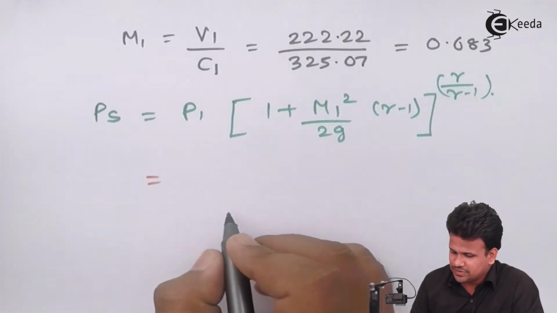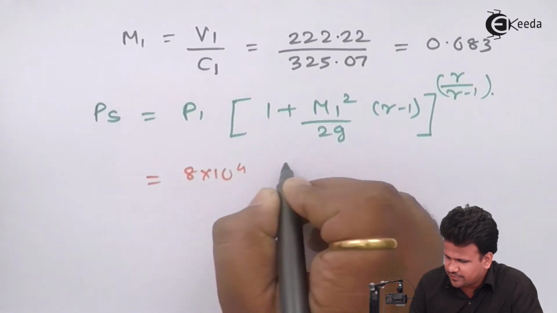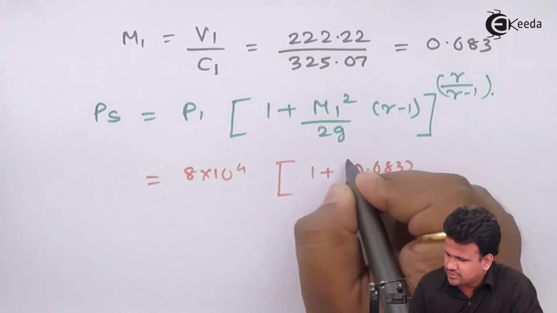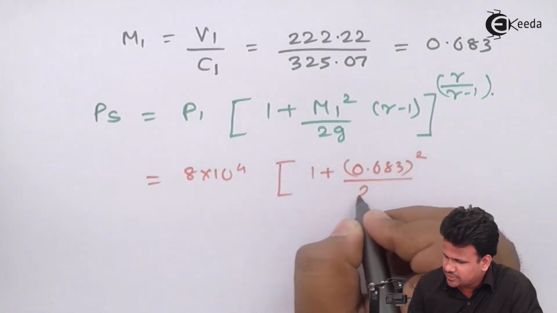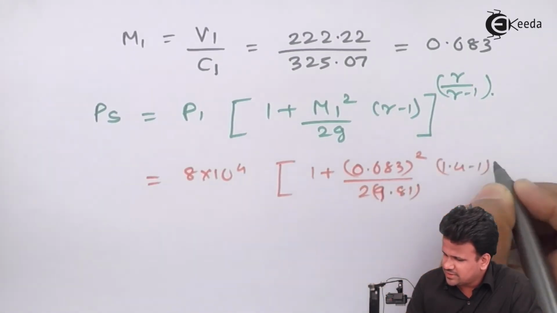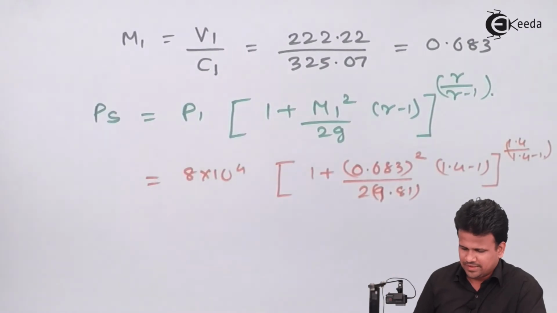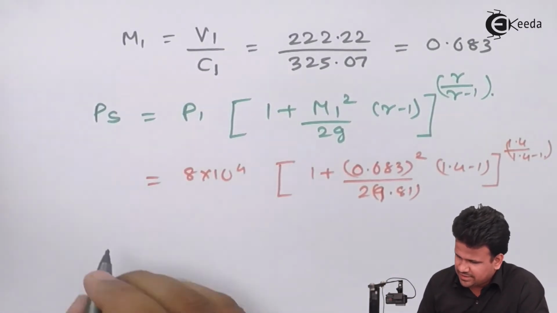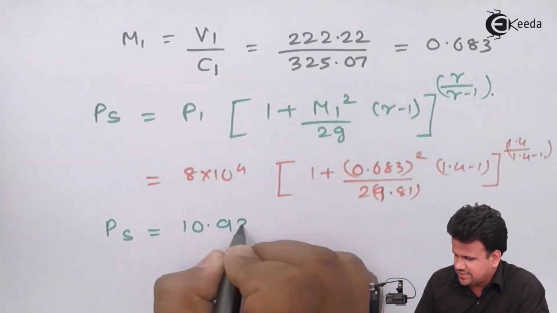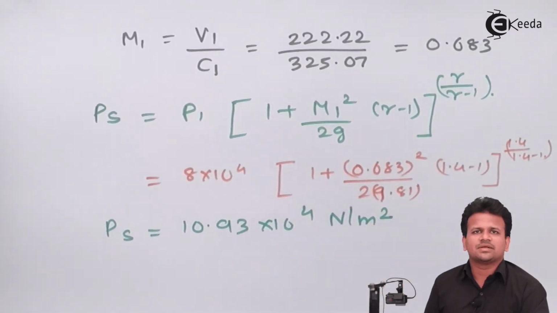So the value of P1 is given to us as 8 into 10 to power 4 into 1 plus the Mach number 0.638, the whole square, upon 2 into 9.81 into 1.4 minus 1, raised to 1.4 upon 1.4 minus 1. So on calculation of this, we'll get the stagnation pressure as Ps is equal to 10.93 into 10 to power 4 Newton per meter square. That is the stagnation pressure.